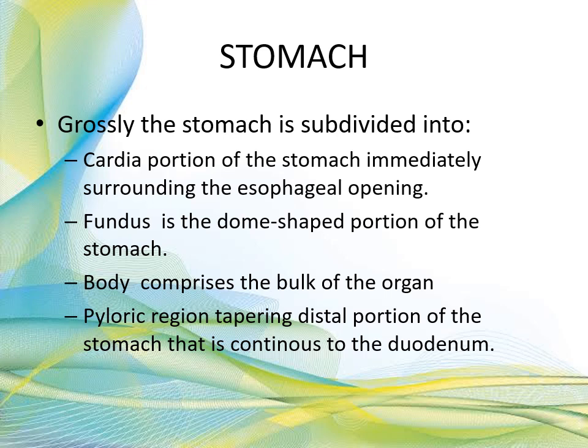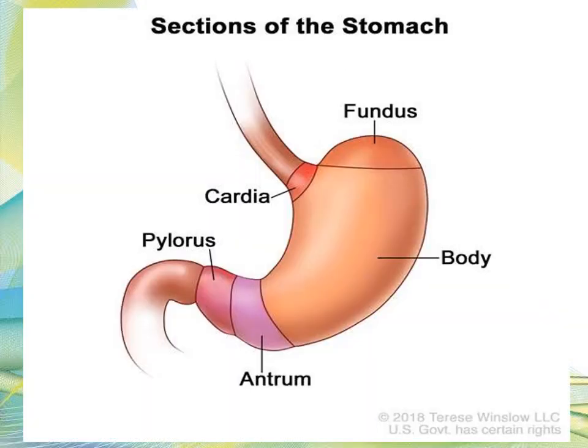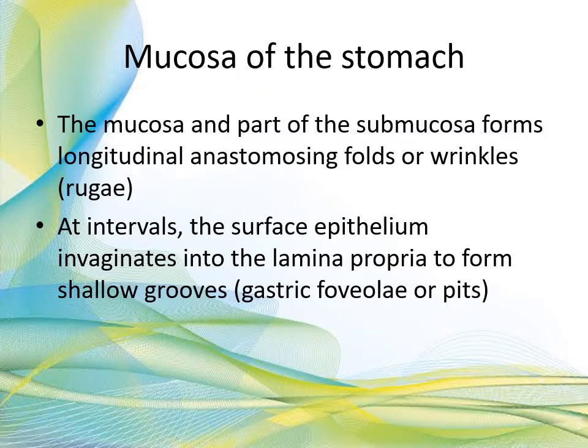So grossly, the stomach is subdivided into cardia portion, fundus, body, and pyloric region. So we have the cardia, fundus, body, and the pyloric region. So the mucosa of the stomach forms the longitudinal anastomosing folds or wrinkles. Rugae ang tawag.